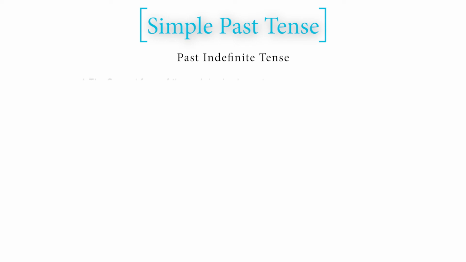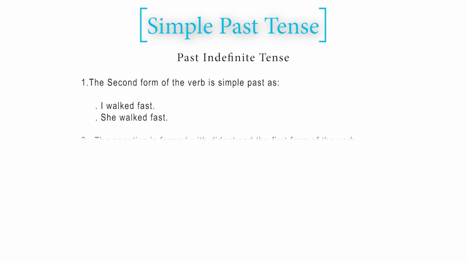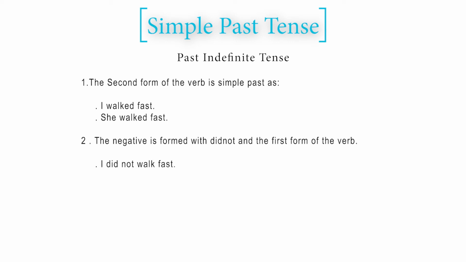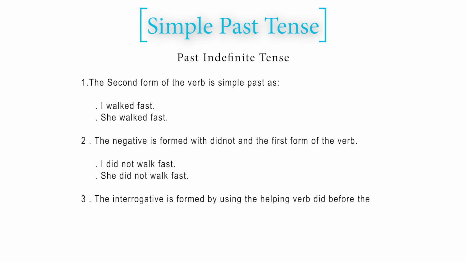The second form of the verb is used in simple past, as in: I walked fast, she walked fast. The negative is formed with did not and the first form of the verb, as in: I did not walk fast, she did not walk fast. The interrogative is formed by using the helping verb did before the subject and the first form of the verb, as in: Did I walk fast?